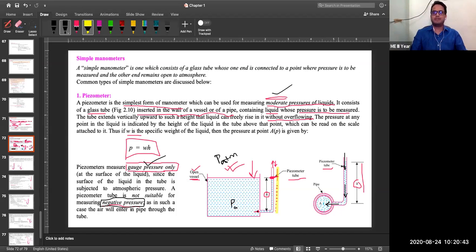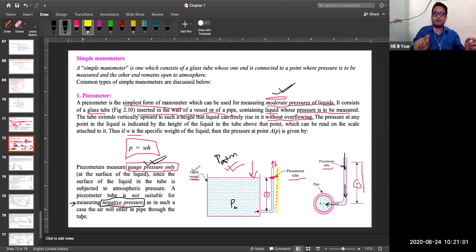Okay, so here we have seen one point, it can measure only moderate pressure. Second point, it will measure the gauge pressure. Third point, it is not suitable to measure the negative pressure, as air will enter the pipe through the tube.